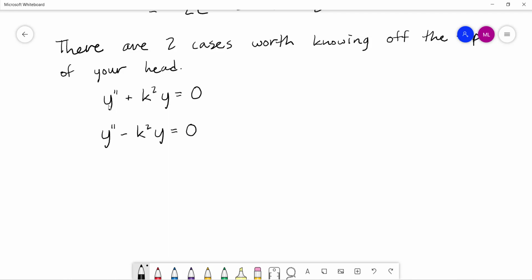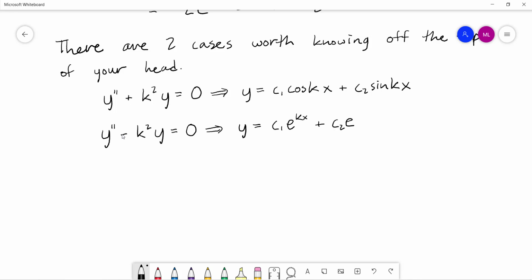And whether you want to use lambda or m or r or whatever, it doesn't matter. But these lead to the following two solutions. In this case, you'll wind up having basically a repeated root. So you will find that ik is your root. It shows up, and it's purely imaginary. And it leads to pure sine and cosine solutions. So it leads to pure oscillations. So you get C1 cosine of kx plus C2 sine of kx. And in the other one, you're going to get just exponentials, right? This is the difference of two squares, basically, in your characteristic equation, and you'll wind up with C1 e to the kx plus C2 e to the negative kx.